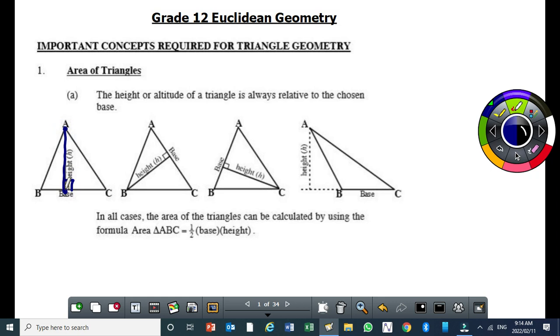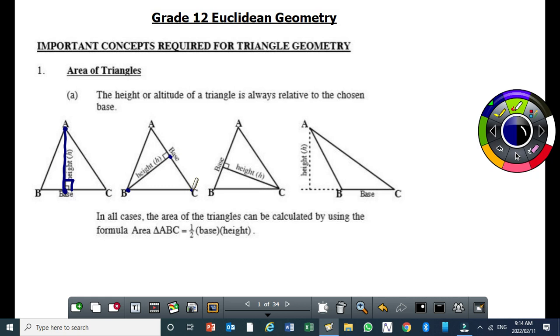If you choose, say, AC as your base, means your height will start from here all the way up to here. Right? If you choose AB to be your base, your height will start from that point to that point. It is this diagram. So whenever you want to find the area of a triangle, the first thing that you have to do is choose your base first.